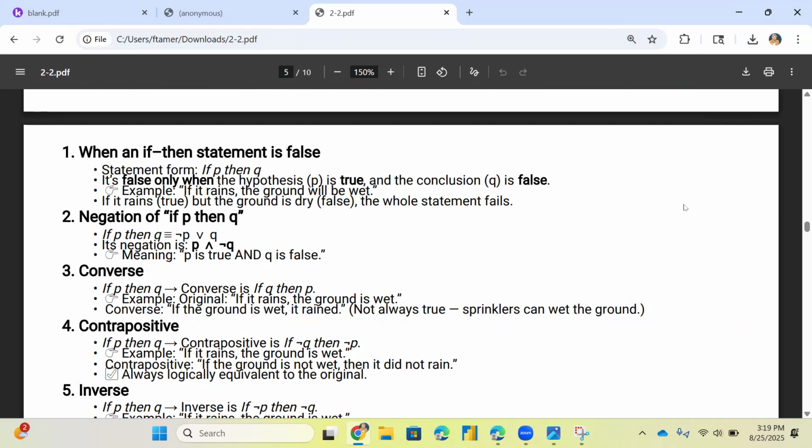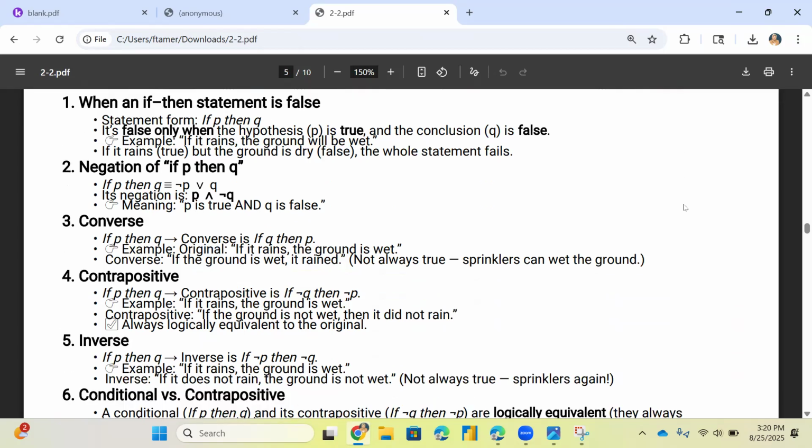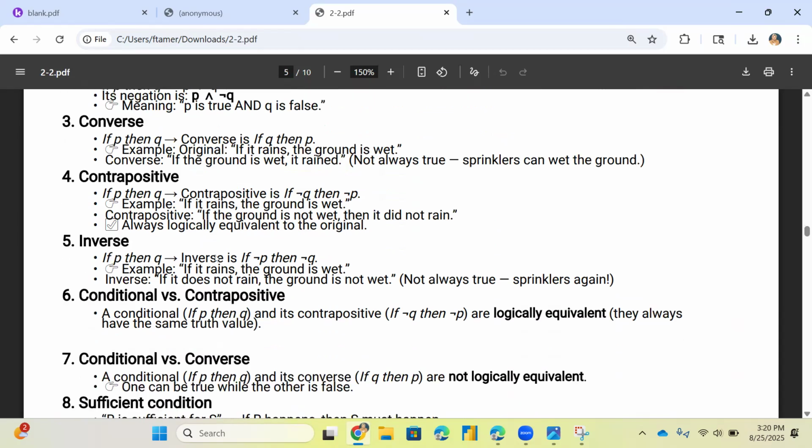For the converse, if P then Q, its converse will be if Q then P. If we look at the example of if it rains, the ground is wet, its converse will be if the ground is wet, it rained. For the contrapositive, if not Q, then not P: if the ground is not wet, then it did not rain. For the inverse, for the same example, if it does not rain, the ground is not wet.